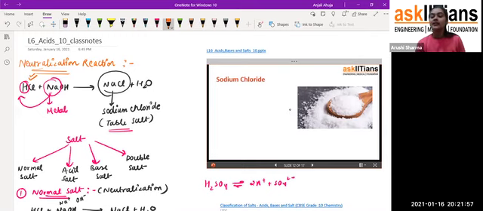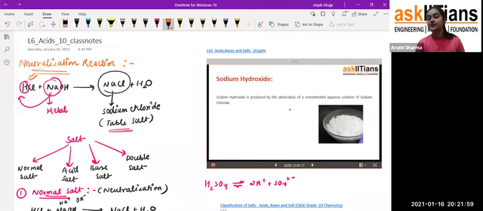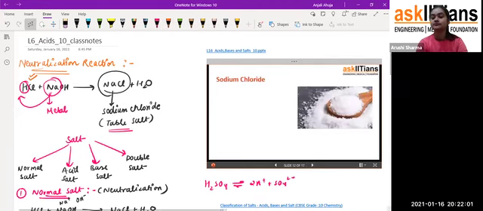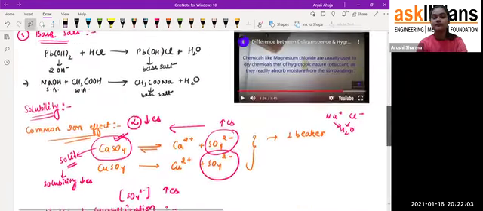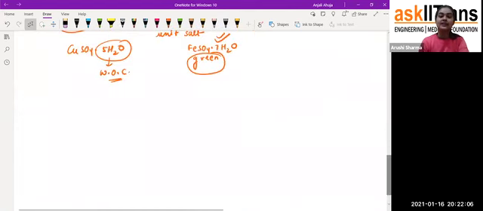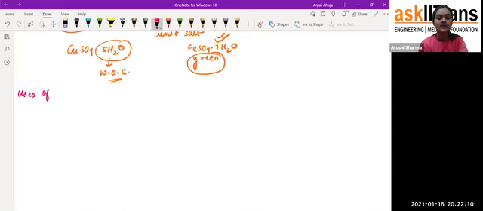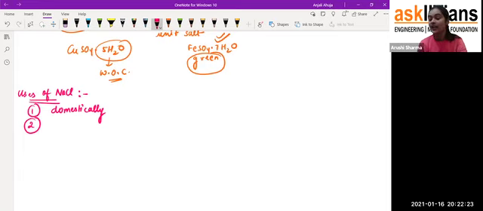Fine. Now what can be the uses of sodium chloride, students? Okay, so starting with the uses of sodium chloride. First of all, we can use it domestically, for cooking purposes. Second thing, students, the NaCl which we have, we can use as a preservative.